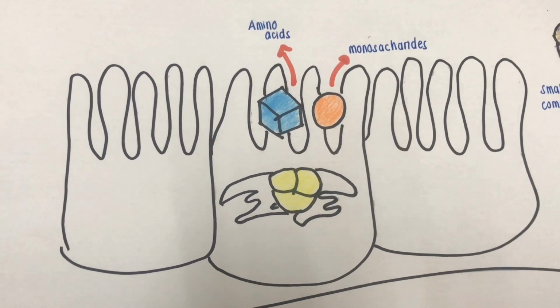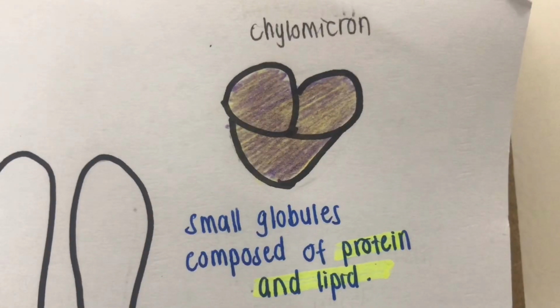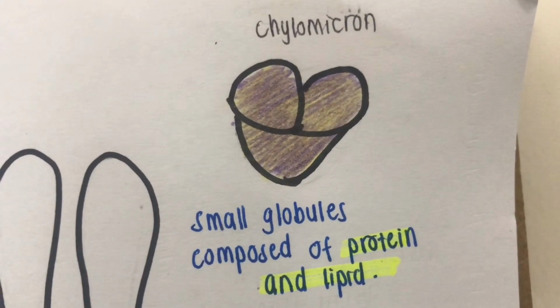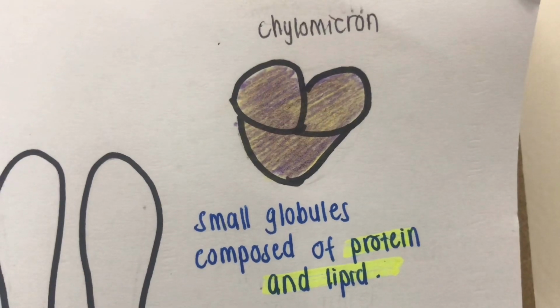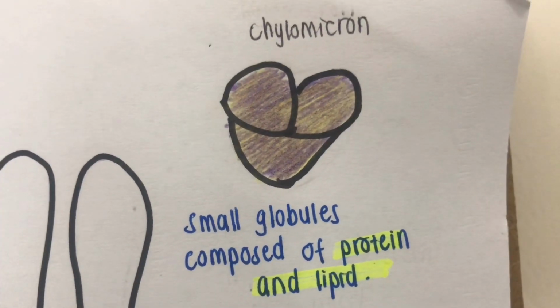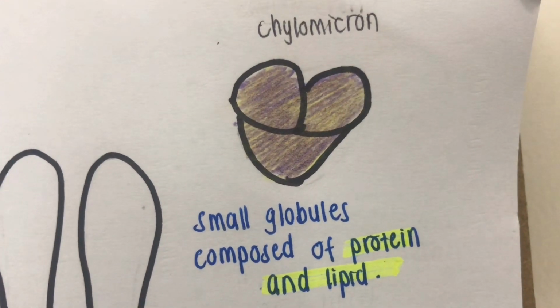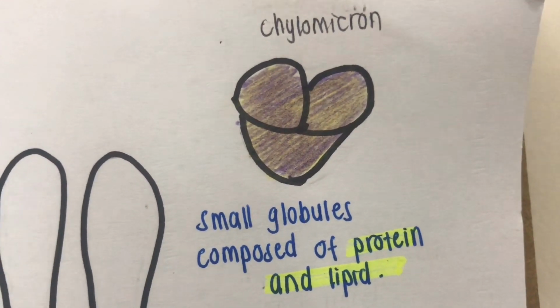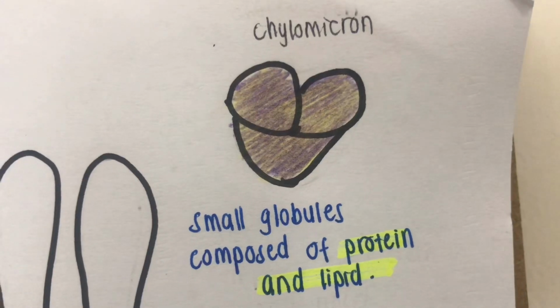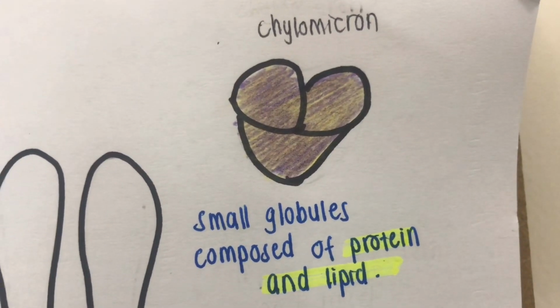Before triglycerides leave the epithelial cells, triglycerides are coated by protein, resulting in chylomicrons. Chylomicrons are small globules composed of protein and lipid. The coating of protein gives the triglyceride a water-soluble coat and allows the chylomicrons to travel outside of the cell.